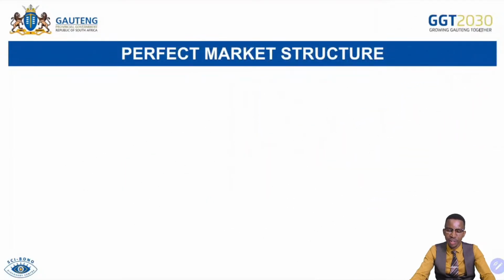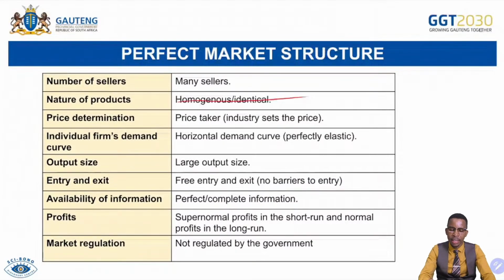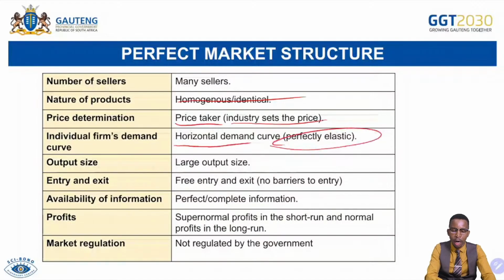Then we have the market structure. As we sum it up: number of sellers, there are many sellers. Nature of products, they are homogeneous, identical or similar. Price determination, the firm is a price taker, the industry sets the price. Individual firm's demand curve, the demand curve is horizontal or perfectly elastic. Output size, there is large output size because of the large number of firms. Entry and exit, there's free entry and exit, there are no barriers to entry. Availability of information, there's complete or perfect information for both buyers and sellers. Profits, the firm enjoys supernormal profit in the short run and normal profit in the long run.